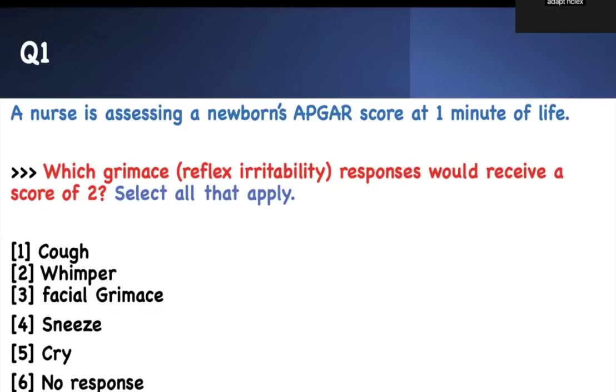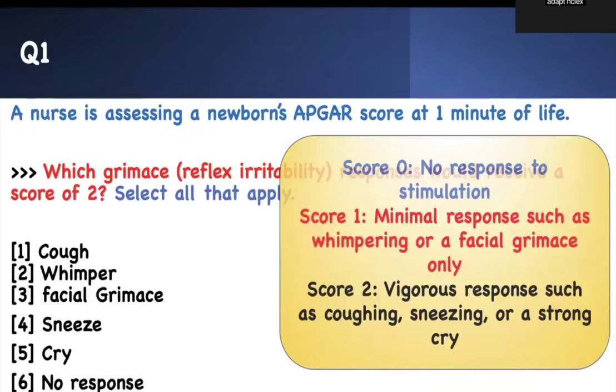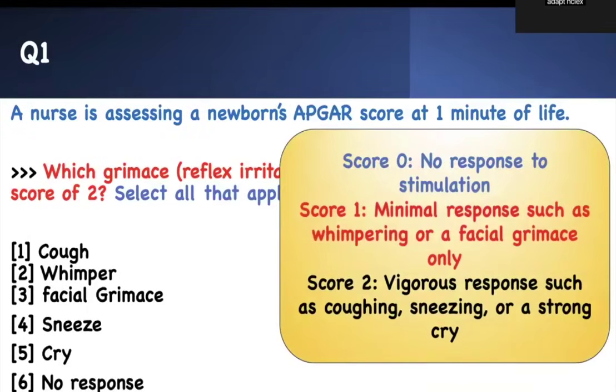Grimaces, these are the easy ones. The other one too is activity. That can also be tricky. Therefore, the content: you get 0 if you have no response. 1 if you have a minimal response or you're whimpering, or you have a grimace but it's just a facial grimace, only 1. You get 2 if you're very vigorous, you're coughing, you're sneezing, and you have a strong cry.